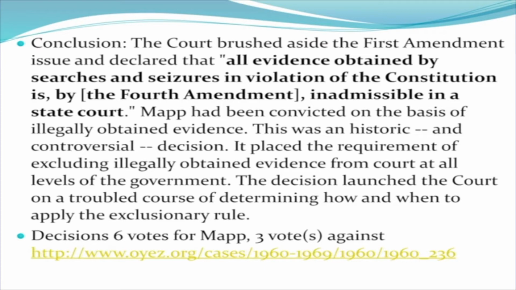Prior to Mapp versus Ohio, evidence that was illegally obtained was not admissible in a federal court. However, it was admissible in a state court unless the state's own law prohibited that. So prior to Mapp, there was no constitutional protection under the Constitution of the United States of illegally seized evidence to be used against you. Mapp has changed all this.